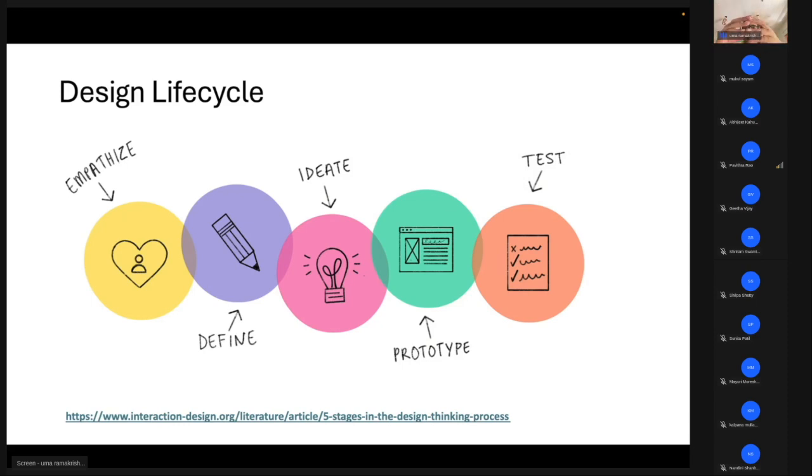What we are going to do is take one simple problem, take it through the stages of this life cycle, and see how the design process works.